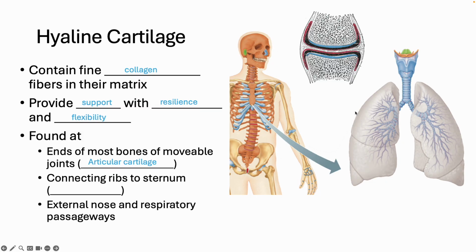You find it as part of the costal cartilage that connects the ribs to the sternum. So you can see it over here. And then in your respiratory system, you are going to see it supporting the larynx and reinforcing the respiratory passageways. The nasal cartilage is another place where you see it, so you can see it right here. That is going to help support the external nose.